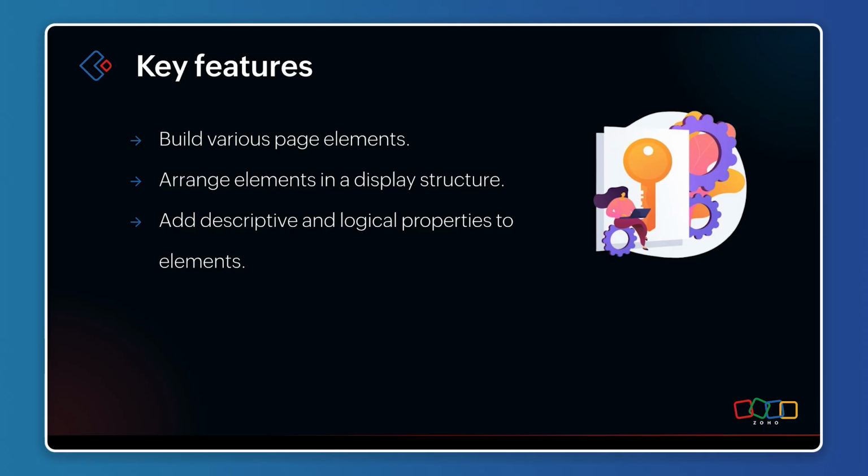And once you create the elements, you need to add descriptive and logical properties to the elements, right? That is also possible with the help of ZML. There might be places where you need to format the content that you are adding within the elements, right? That is also possible with ZML. Now that we have learned what ZML is and its key features, a question might arise: why do I need to use ZML, right?